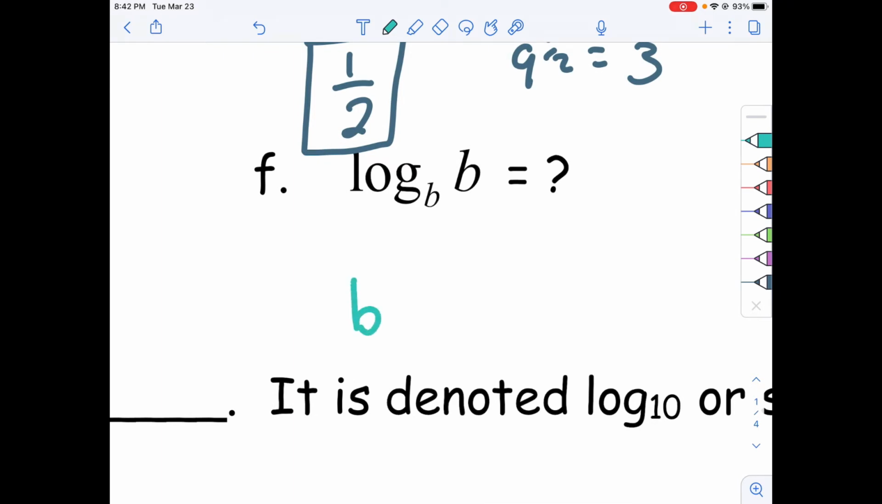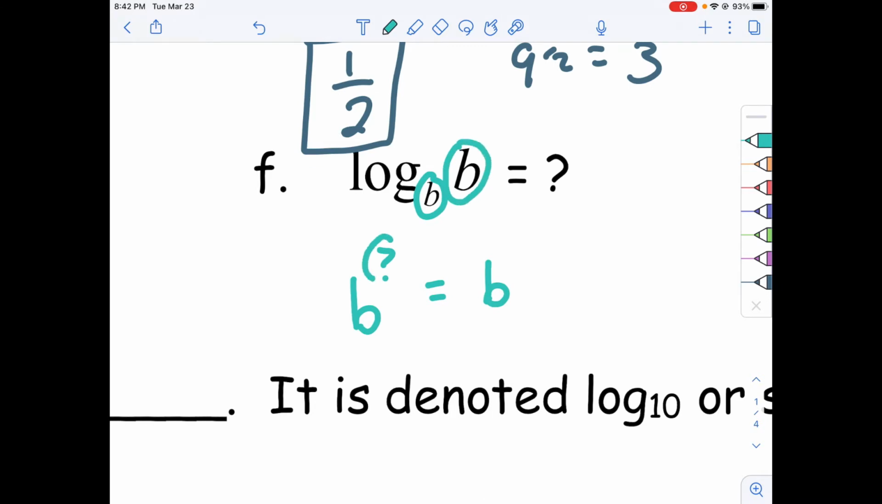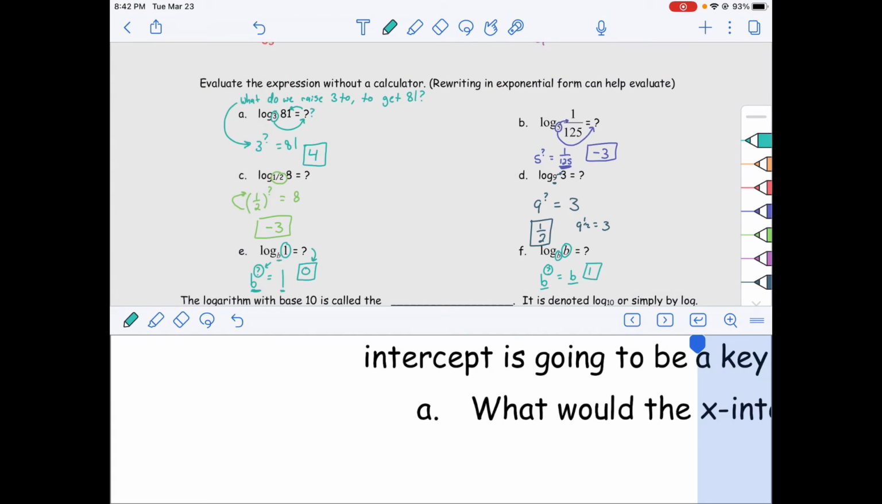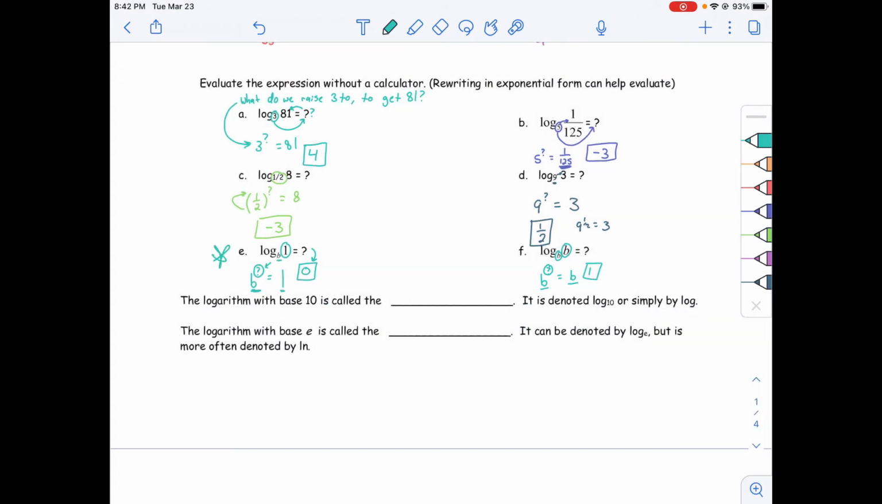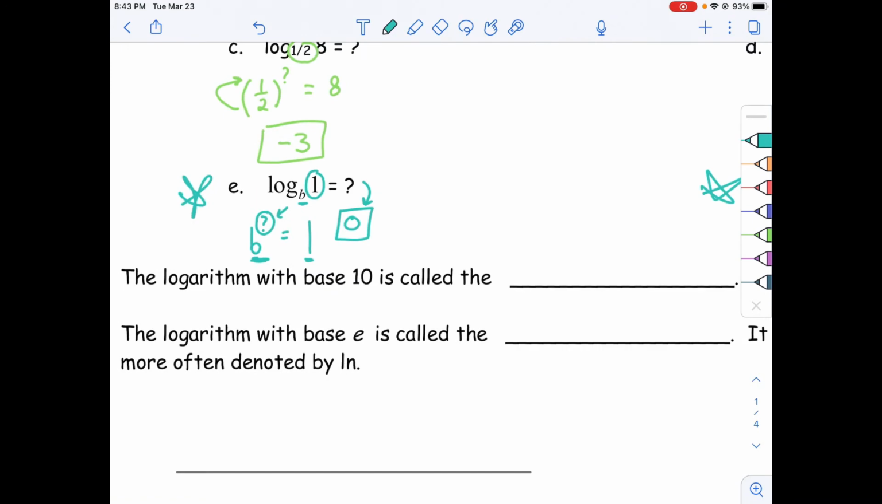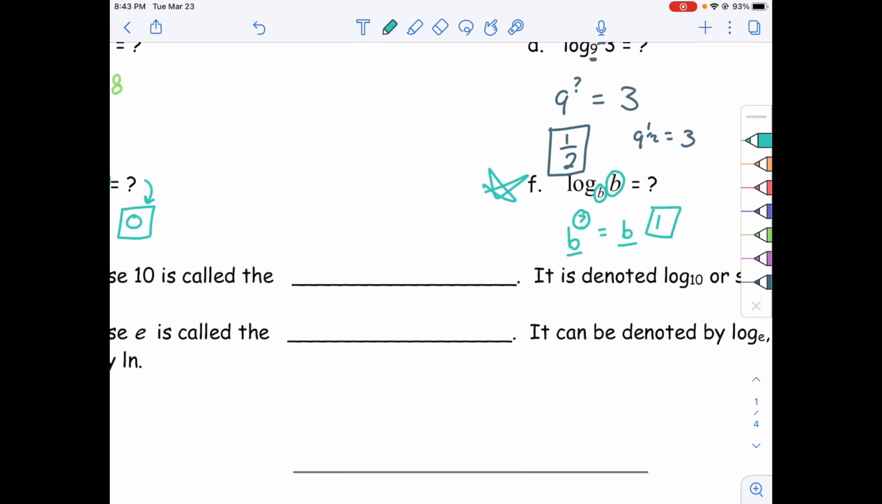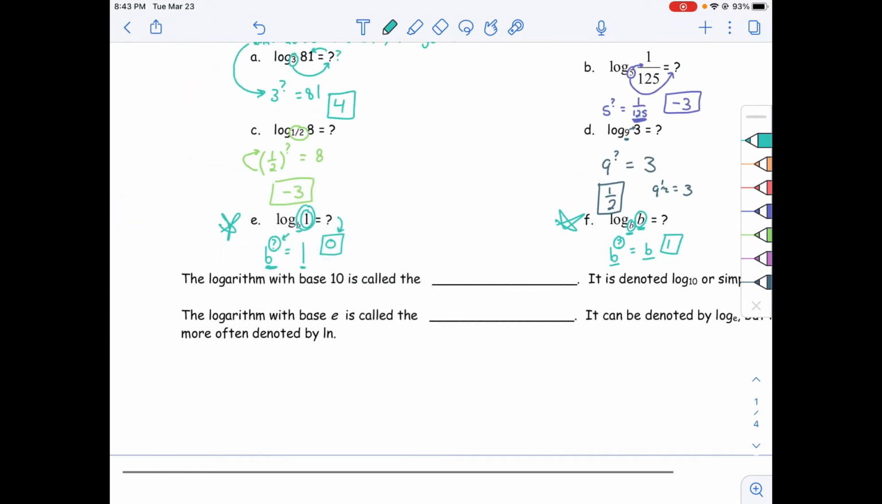Another log property right here. We have, what do we raise b to in order to just get b? So if the base and the number inside of the log match, the answer is always going to be 1. It doesn't matter what number b is. If they're the same number, you're always going to get 1. So these are actually two super important log properties: log base anything of 1, and log base anything of itself.